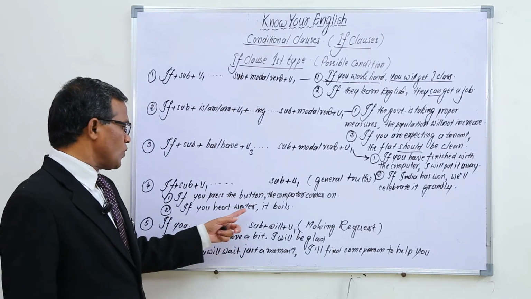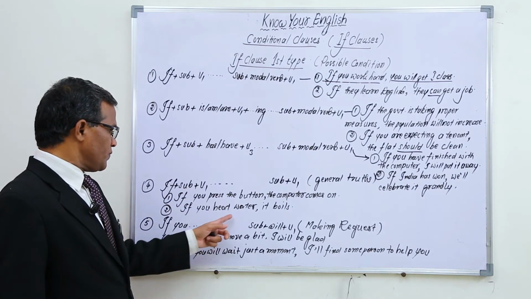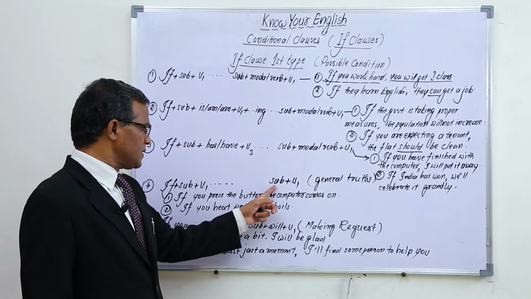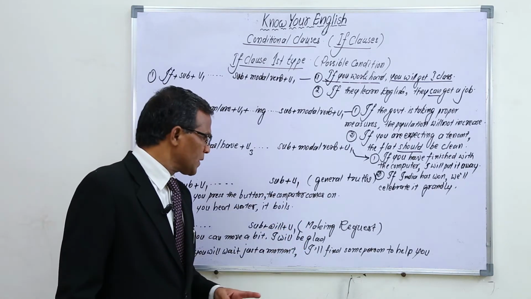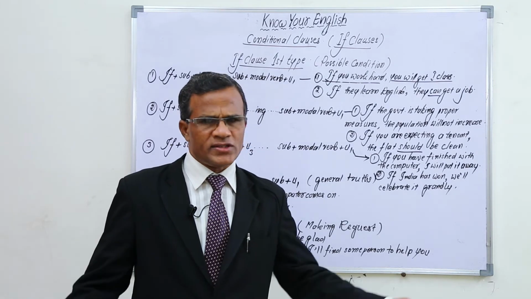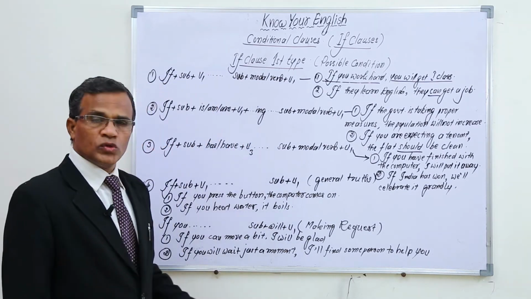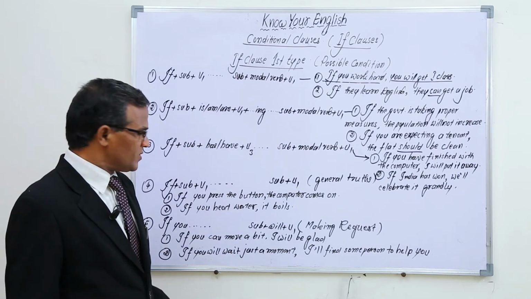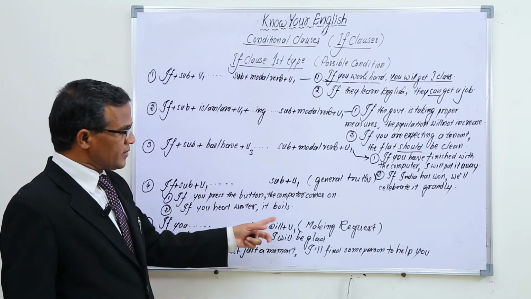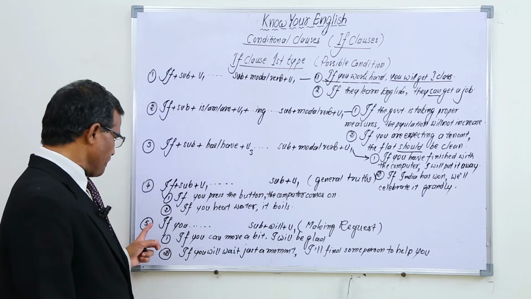If you heat water, subject, heat is V1. If you heat water, it boils. This is also general truth. If you heat water, what happens? It boils. That is general truth only. Everybody says the same. Okay, there is no change in saying this sentence. So that's why these are general truths, and for general truths we have to take such a structure.